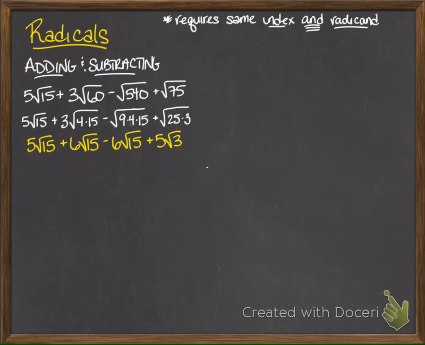Now, some of those things can be combined, everything that has a root 15 on it. And the one on the end, there's really nothing that we can do. Again, index and radicand have to match. After that, it's treated like any other variable. 5 root 15 plus 6 root 15, it's 11 root 15. The same as 3x plus 2x would be 5x.